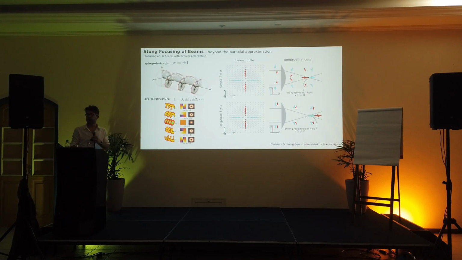And this goes back to what I was telling you yesterday about non-paraxial effects. So we have the spin angular momentum, which can be plus or minus 1. We have the orbital angular momentum, which in our case could be 0 or plus minus 1. Of course, it can be other stuff.